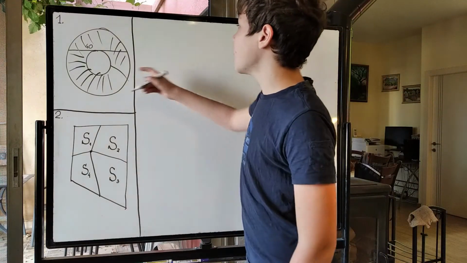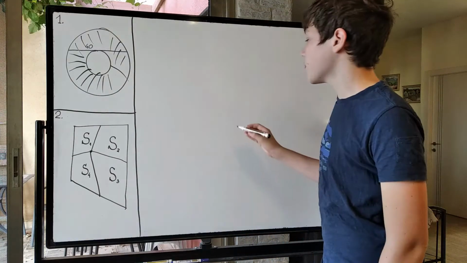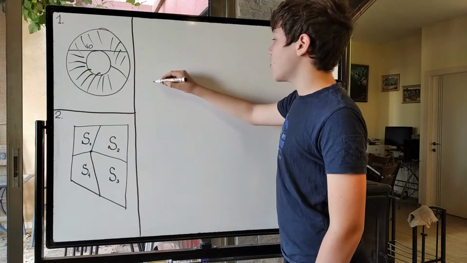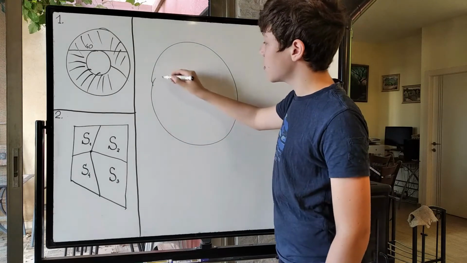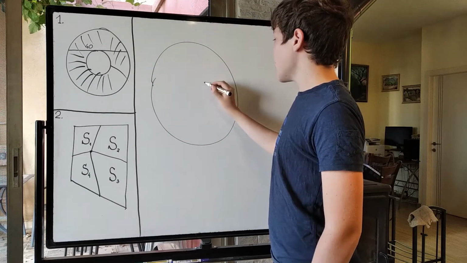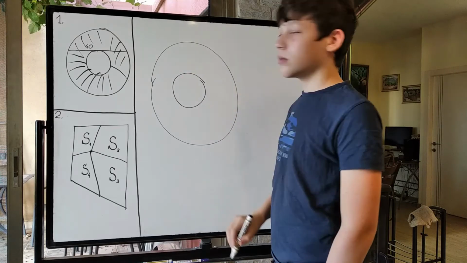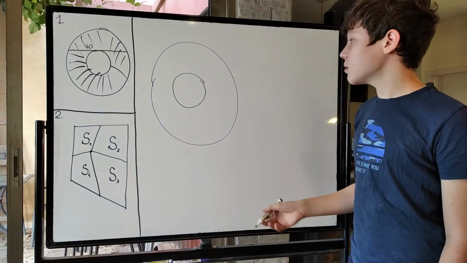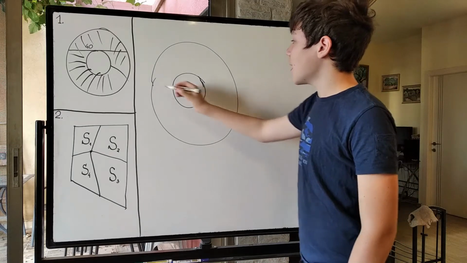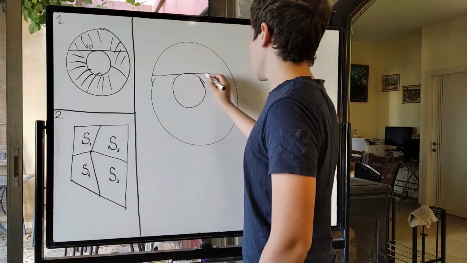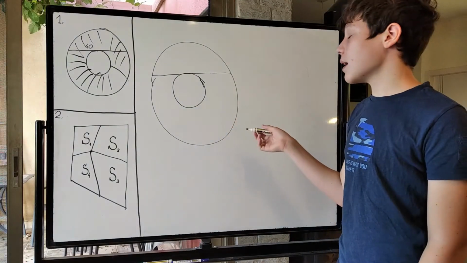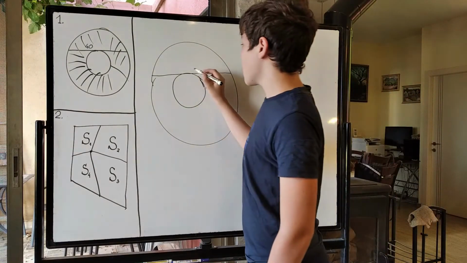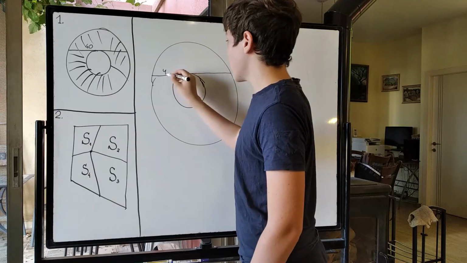So, first of all, let's get on with the first problem. What we have is a circle, and inside of it a smaller circle, and a chord of the first circle, and a tangent to the second smaller circle. And the length here is 40.